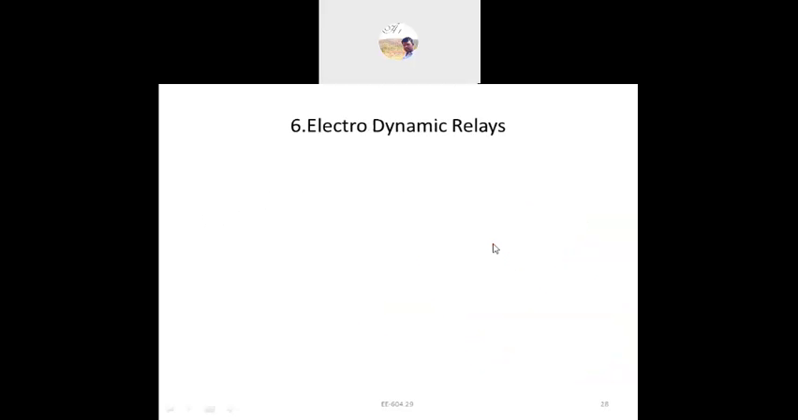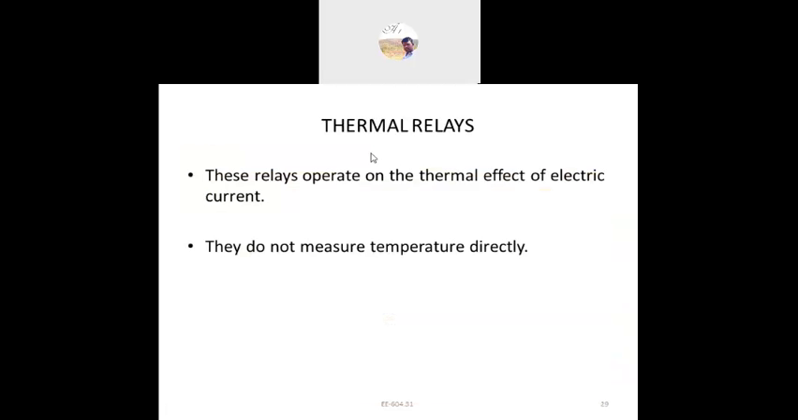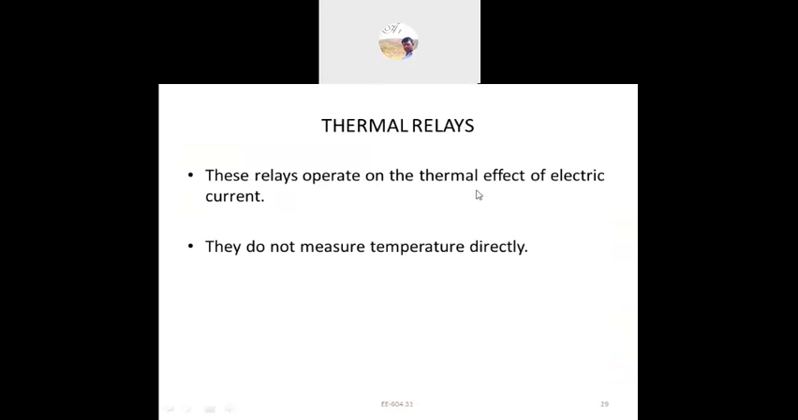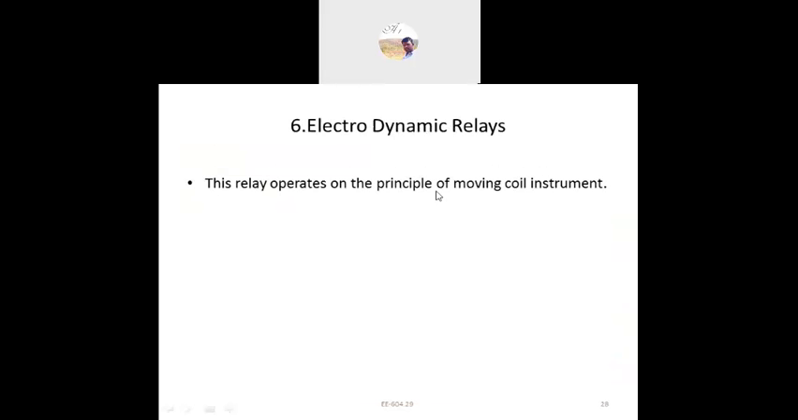Next we have the electrodynamic relay. This relay operates on the principle of the moving coil instrument. We have the instruments, right? Moving coil instrument, moving iron type. The contacts operate based upon the working of the moving coil instrument.